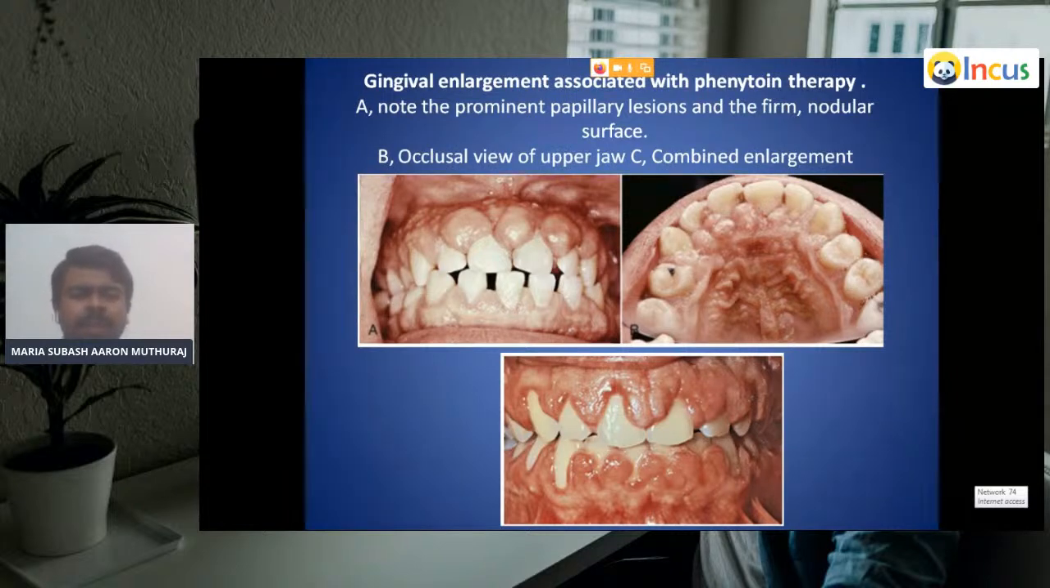Sometimes due to the presence of gingival enlargement, the patient will find it difficult to maintain oral hygiene. Therefore, plaque accumulation will be present in such cases, and therefore an inflammatory component also will be present. Normally, only the fibrotic component will be present with the enlargement. Sometimes there is accumulation of plaque and inflammation of the gingiva, so the inflammatory component will be present. In such cases, it is called combined enlargement. Image C represents the combined enlargement, and it has both inflammatory component as well as fibrotic component.